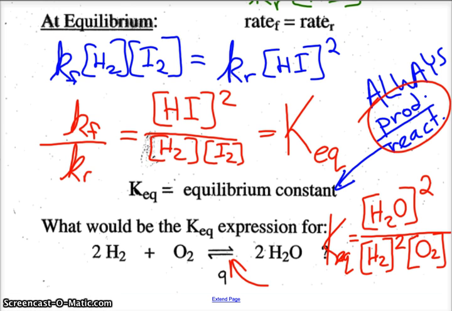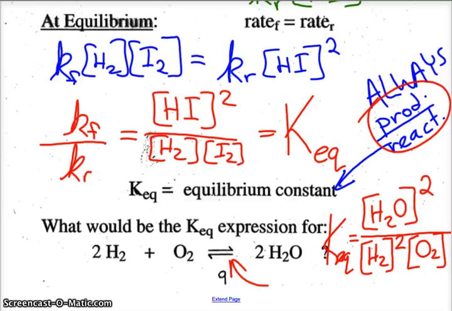Products over reactants. Just like if we're trying to find a slope of something or change of something, it's always final minus initial. It's always the end minus the beginning. So this is no different. Products minus reactants. Got it? Products minus reactants. Don't screw it up.